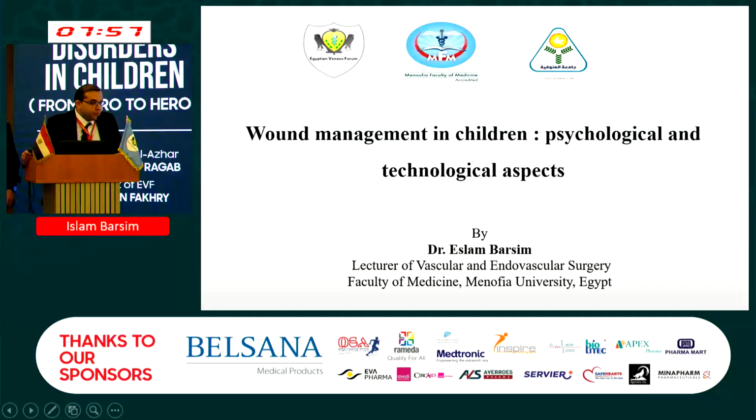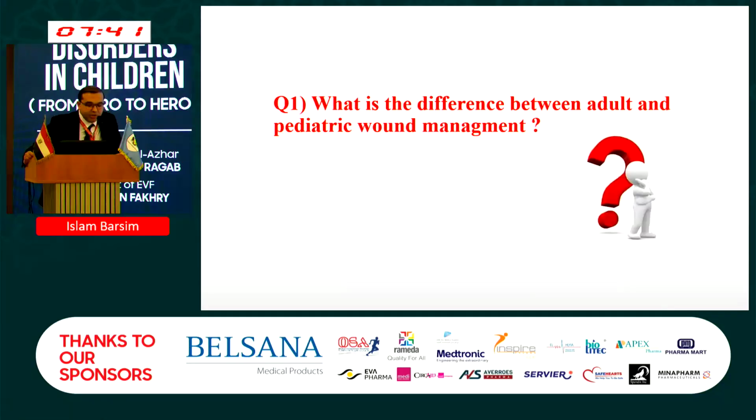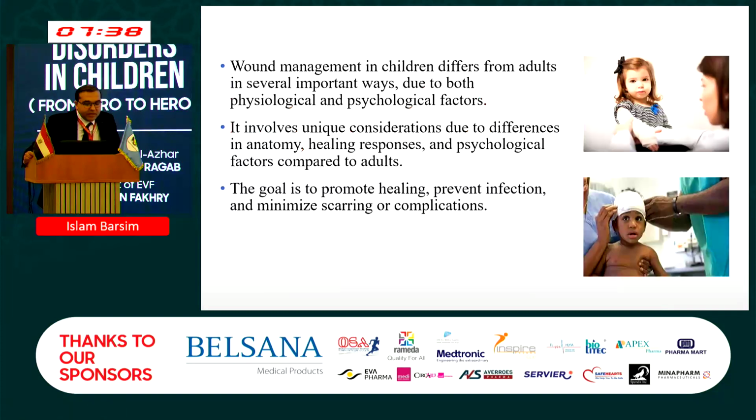Our topic today is about wound management in children, psychological and technological. Firstly, what is the difference between adult and pediatric wound healing? Wound management in children differs from adult in several important ways due to both physiological and psychological factors. It involves unique considerations due to differences in anatomy, healing responses, and psychological factors. The goal is to promote healing, prevent infection, and minimize scarring or complications.